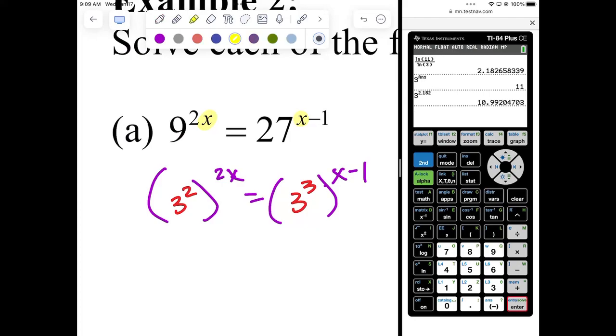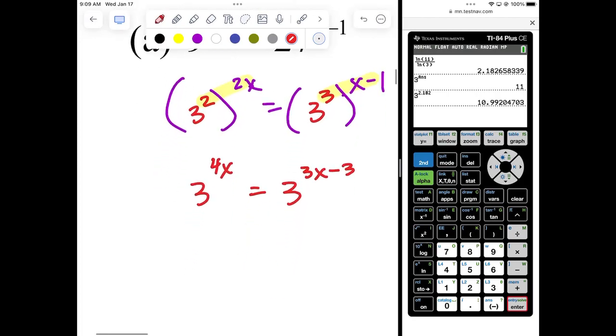Okay, now I can use my rules of exponents that says when you raise a power to a power, you multiply. So I'm going to get 3 to the 4x, and if I distribute over here, I get 3 to the 3x minus 3. Now, did I get the bases the same? 3 to the something equals 3 to the something, yes? All right, so I can either take a whole other line and write log base 3 of both sides, or I could just say, so 4x equals 3x minus 3.